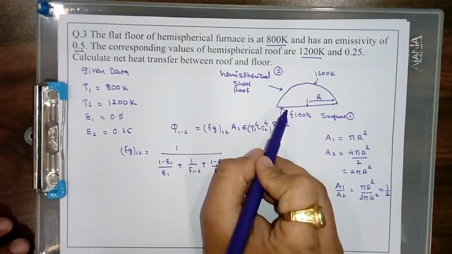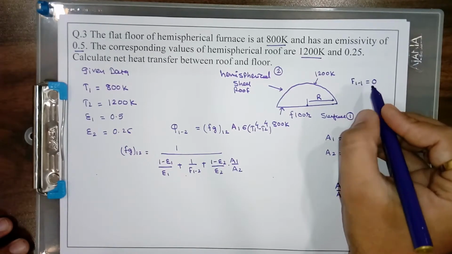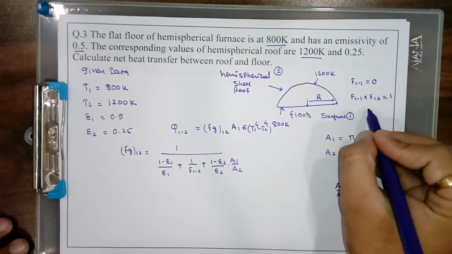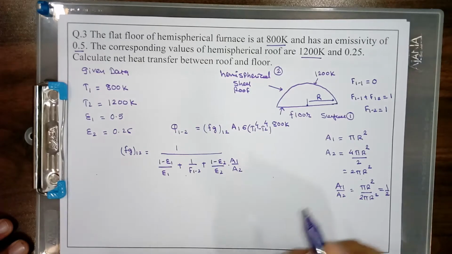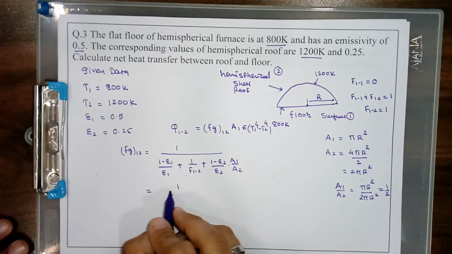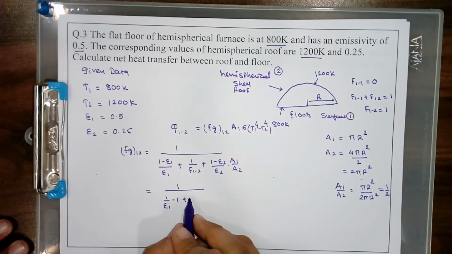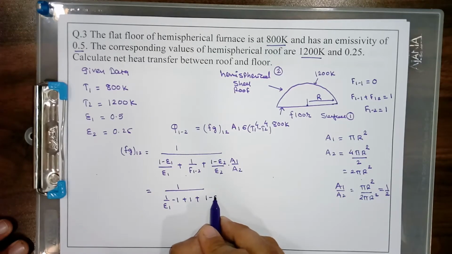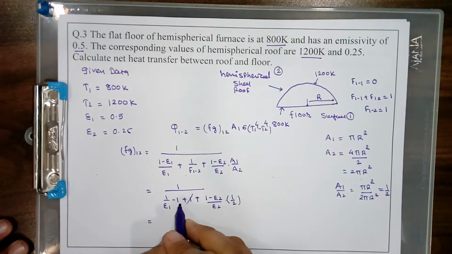Now we also know that for flat surfaces the shape factor with itself is 0, and by the law of conservation F11 plus F12 equals 1, so we get F12 equals 1. So now we'll put the values in this expression. By separating the denominators, F12 is 1, so it becomes 1. Then here we get (1 minus emissivity 2) upon emissivity 2 into the ratio of areas, 1 by 2. Now we'll put in the values, and this 1 cancels out.